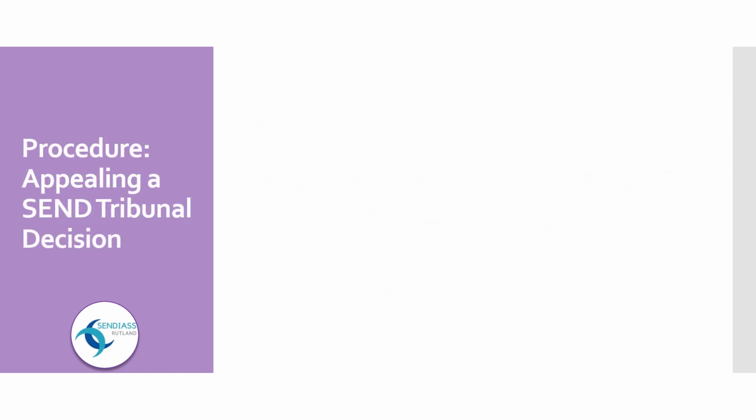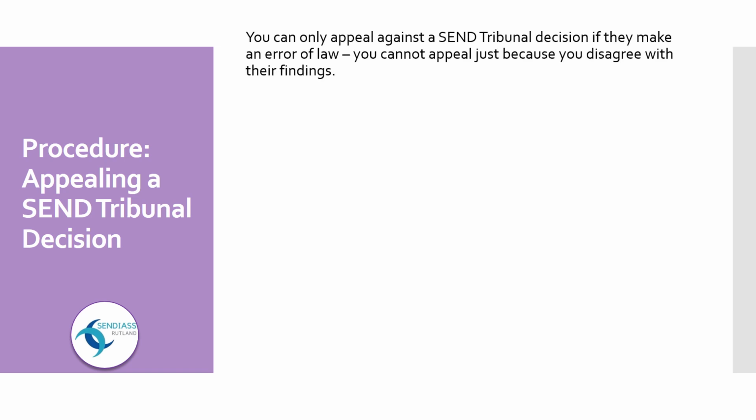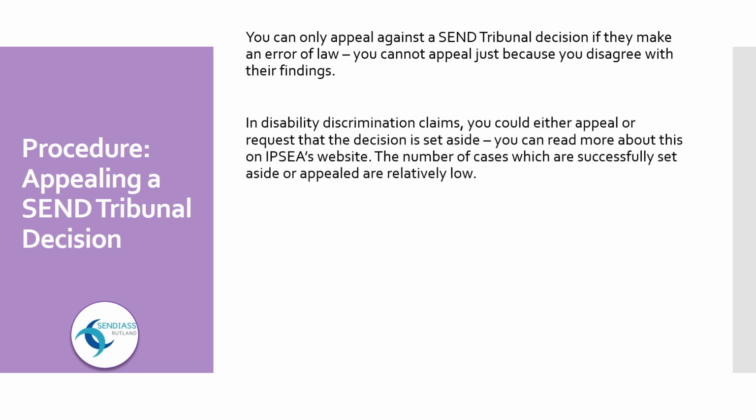Procedure: appealing a SEND Tribunal decision. You can only appeal against a SEND Tribunal decision if they make an error of law. You cannot appeal just because you disagree with their findings. In disability discrimination claims, you could either appeal or request that the decision is set aside. You can read more about this on IPSI's website. The number of cases which are successfully set aside or appealed are relatively low.